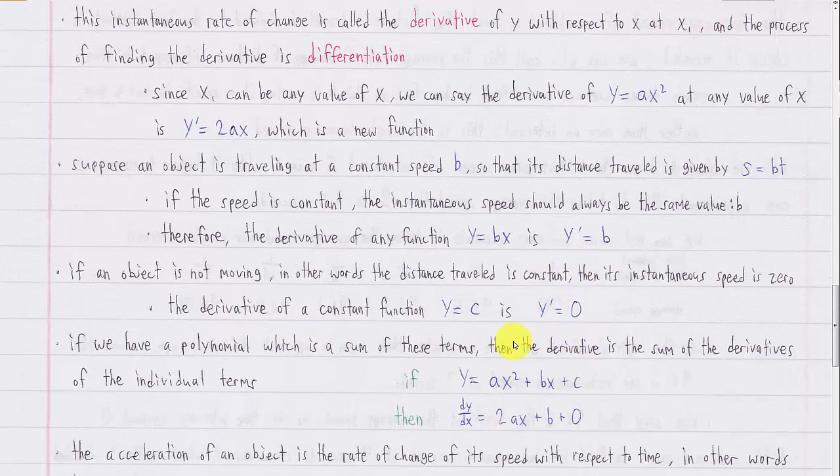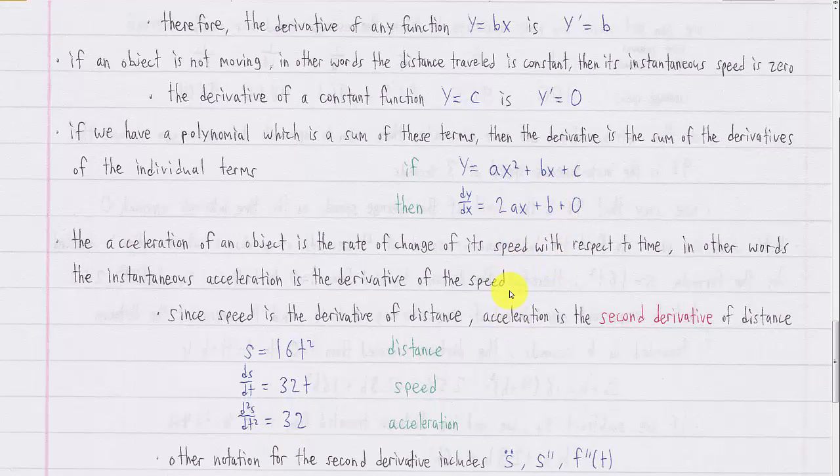And if we have a combination of these terms, so far we've looked at ax squared, bx, and a constant c. If we have any sum or difference of these terms, to find the derivative, we just have to take the derivative of the individual terms. So if we have this function ax squared plus bx plus c, we look at each term by itself. This derivative is 2ax, this one is b, and this one is 0. So we just add up the individual derivatives to get the total derivative.